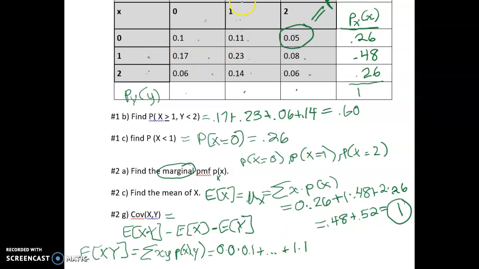So if x equals 1, y equals 1, then the probability that x equals 1, y equals 1 is 0.23. X equals 1, y equals 2, well, probability that x equals 1, y equals 2 is 0.08. And so on. So 2 times 1, x equals 2, y equals 1, times 0.14, plus 2 times 2, and the probability of that is 0.06. So that's how I could find the expected value of x times y.